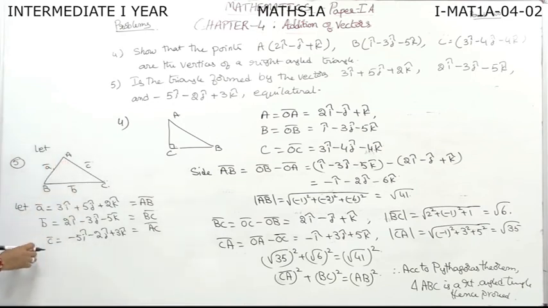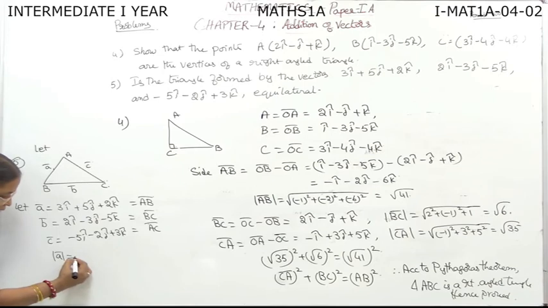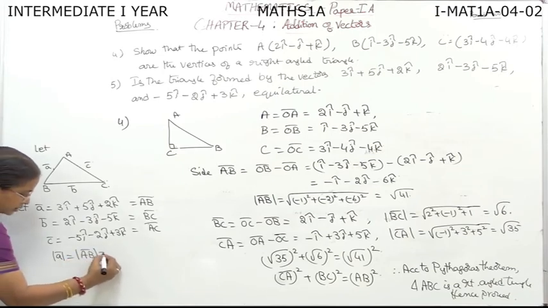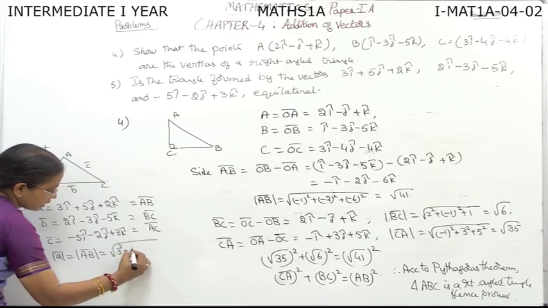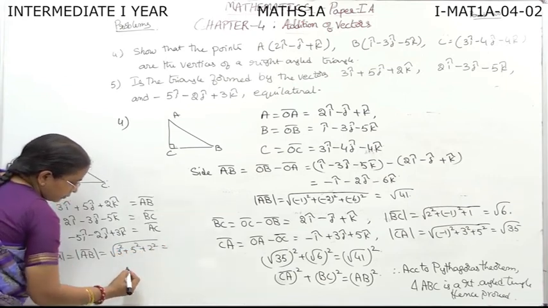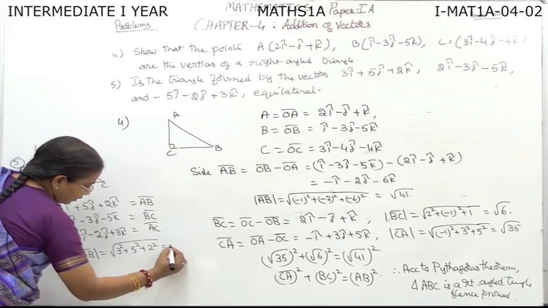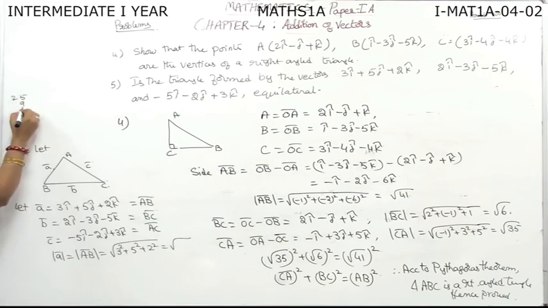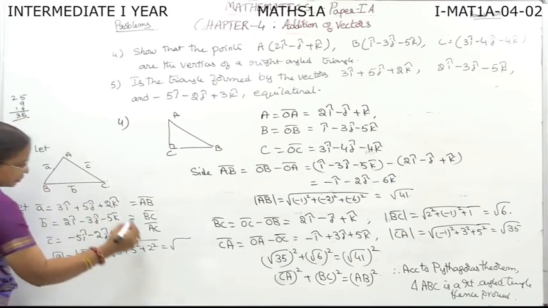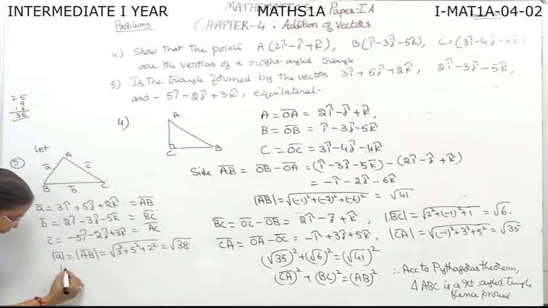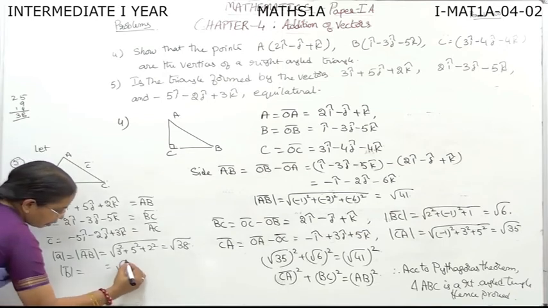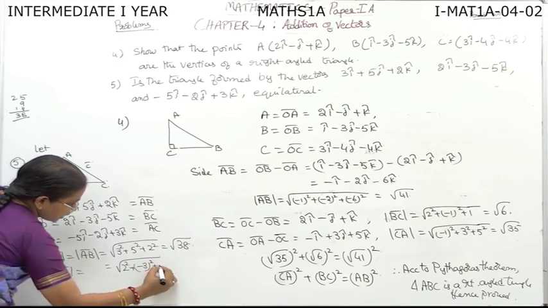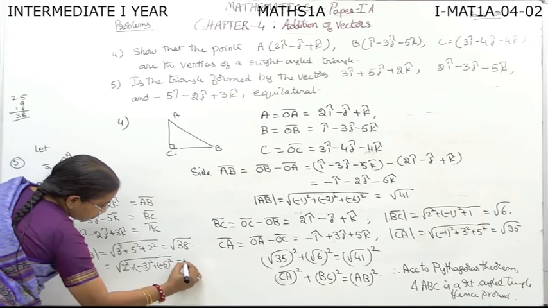Already he has given the sides. They are not the points. So directly you will find the length mod AB. So mod of AB, what is it? Root of 3 square plus 5 square plus 2 square. How much is it? 25 plus 9 plus 4, 38. So it is root 38. Now in the same way, mod B is equal to root of 2 square plus minus 3 whole square plus minus 5 whole square. So that is also root 38.